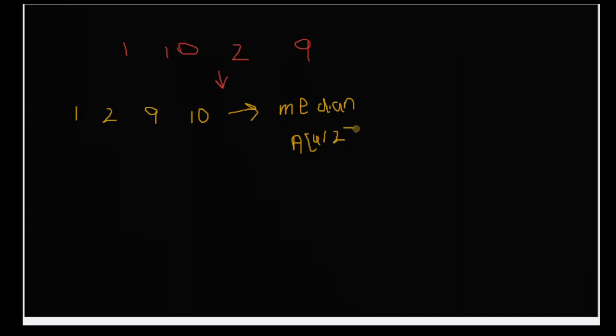What is length by 2? That is the way we find the median. I hope that is what you guys are aware of. So the median here would be A of 2. Okay, A of 2. So 0, 1, 2. So this is the element. That's 9.